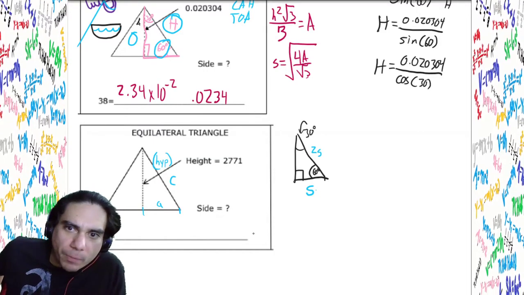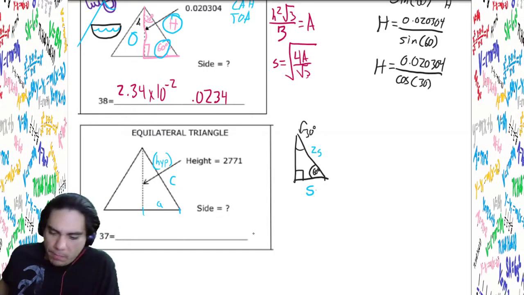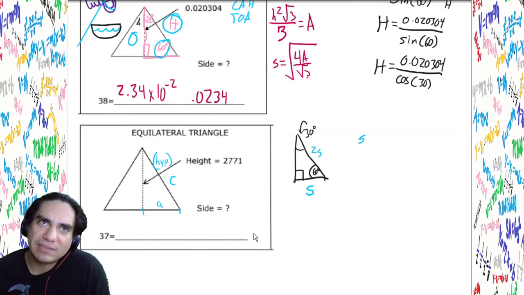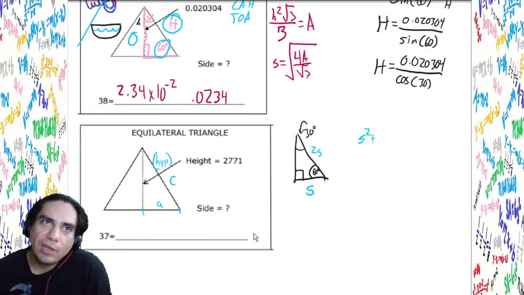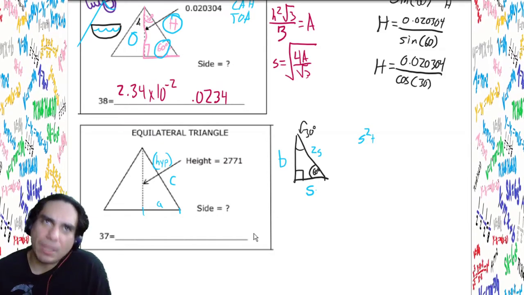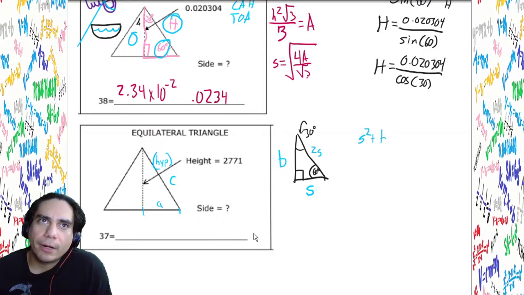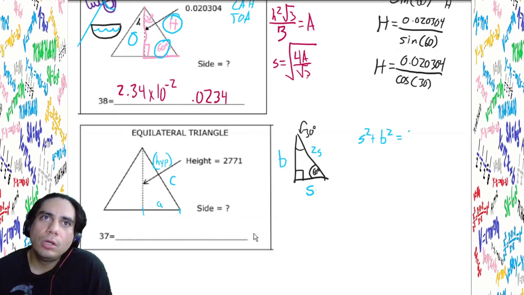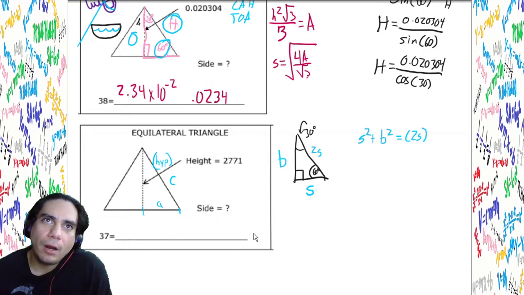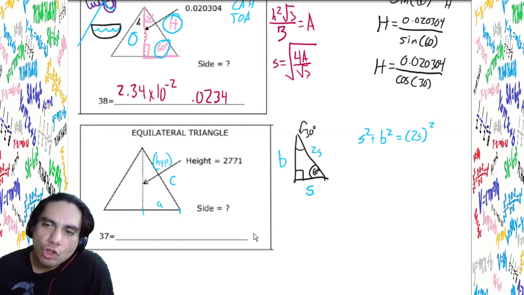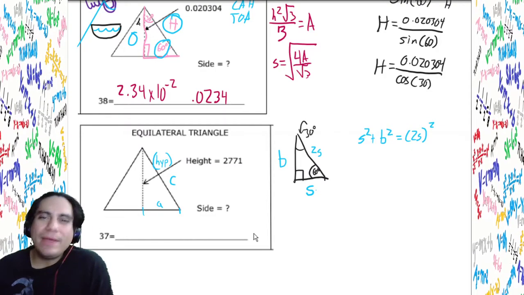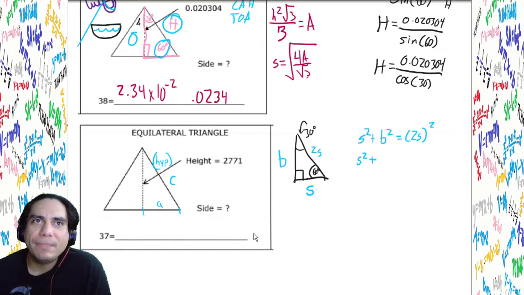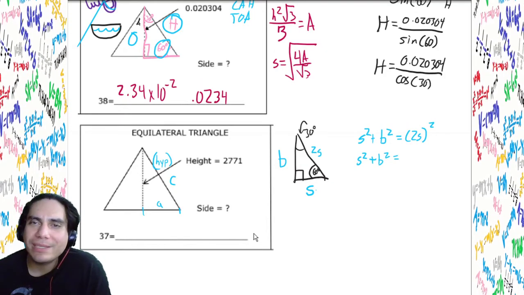I could show you the math, and I don't mind showing you the math. Because look, we already know one of these sides is S, S squared, plus we got this height missing, which I'm gonna call B. S squared plus B squared equals 2S squared, all right? So we see that. Now let's simplify this a little bit. S squared stays as S squared, B squared stays B squared, but we can simplify this.